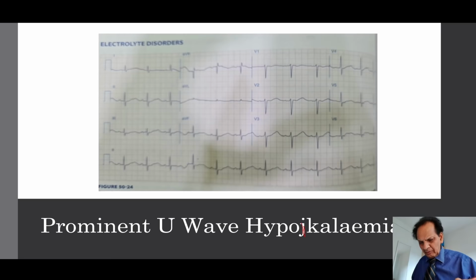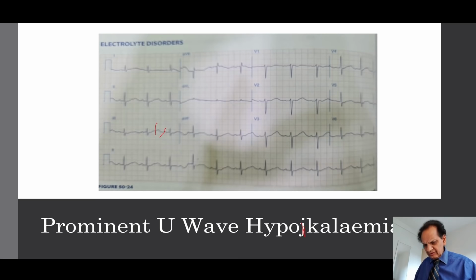You can see the prominent U waves are seen in the hypokalemia, which can be dangerous and may be the harbinger of ventricular tachycardia, and many things may happen after the loop diuretics. So the important picture that way. You can see the U waves here very nicely seen in between this.